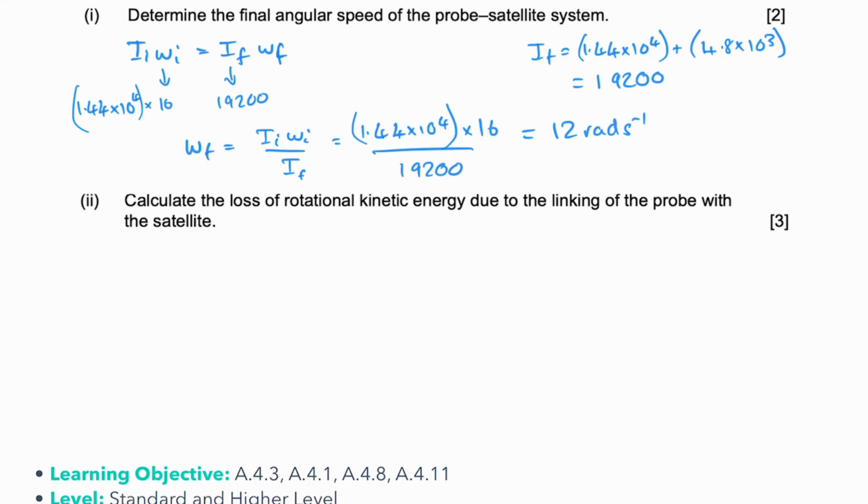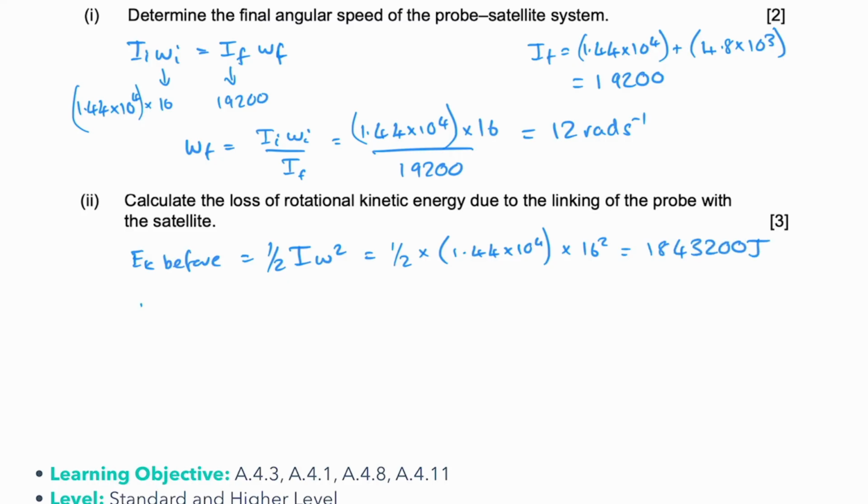C2. Calculate the loss of rotational kinetic energy due to the linking of the probe with the satellite. Okay, well the kinetic energy before is equal to a half I omega squared, which is a half times 1.44 times 10 to the 4 times 16 squared, which gives us a value of 1843200 joules.